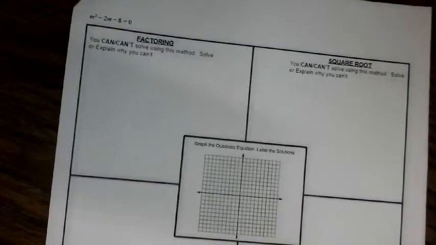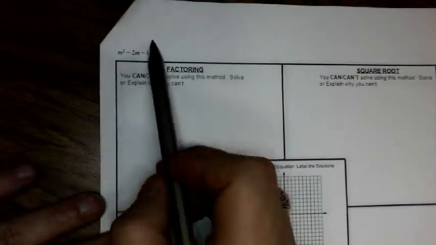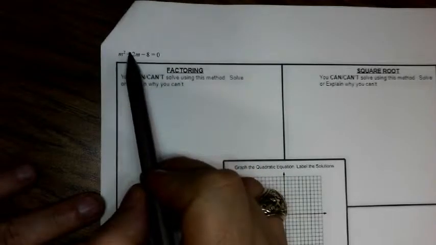Okay, so what you have here is a review over all the different types of methods that we've used to solve quadratics: factoring, square root, graphing, complete the square, and quadratic formula. Okay, and so what you have is a quadratic that you have to determine which ways you can solve it.